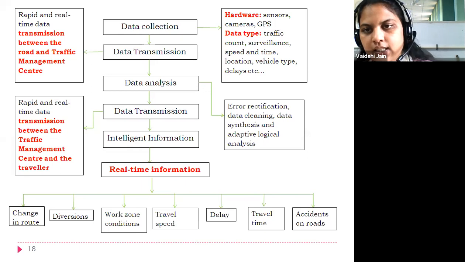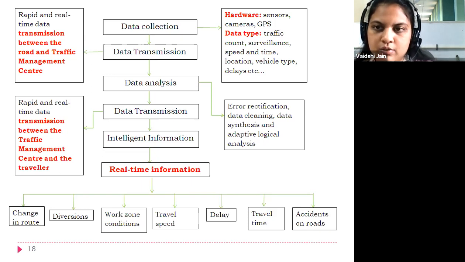And for collecting that data, you need some instruments or hardware like sensors, cameras, and GPS. Fine. Now, this is the data collection part. Now you have data from any of the routes. Let's select one route from one node to another node.